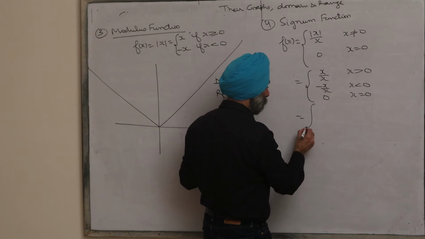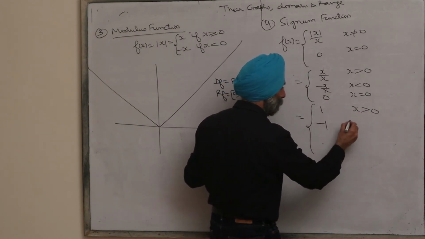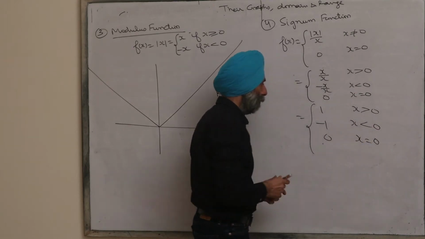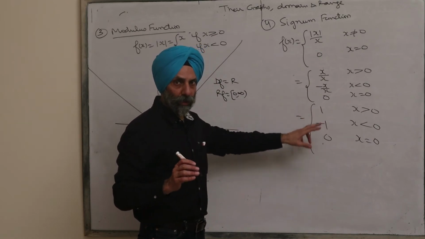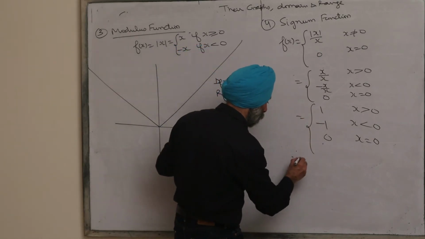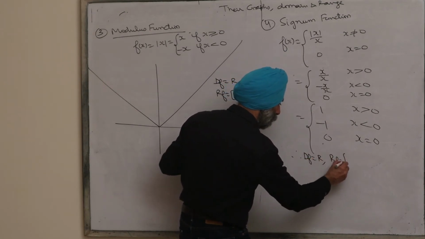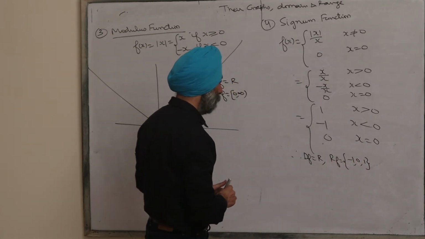So which means that this is equal to 1 when x is positive, minus 1 when x is negative, 0 when x is equal to 0, which means that it can take only 3 values, minus 1, 1 and 0. So therefore domain of this function is whole of the real line, range of this function is minus 1, 0 and 1. It can take only 3 values.